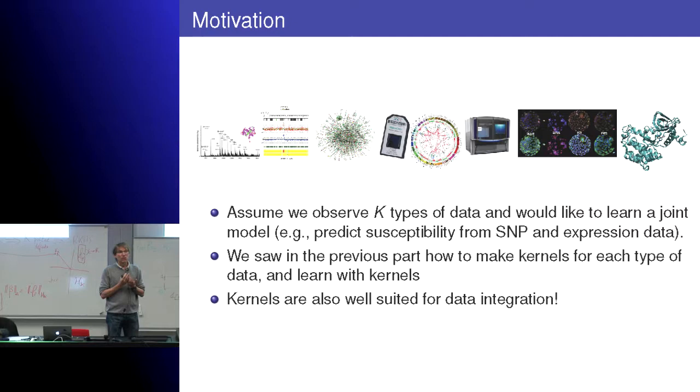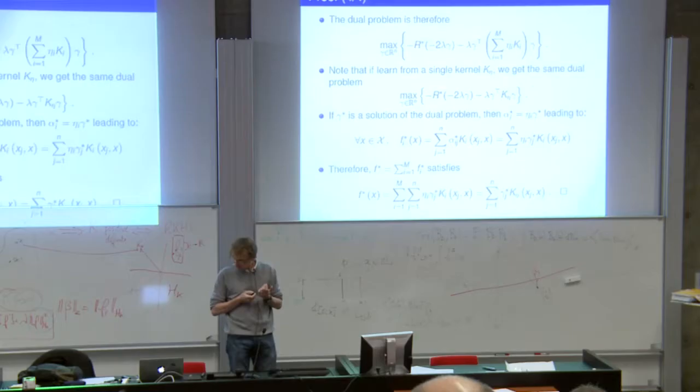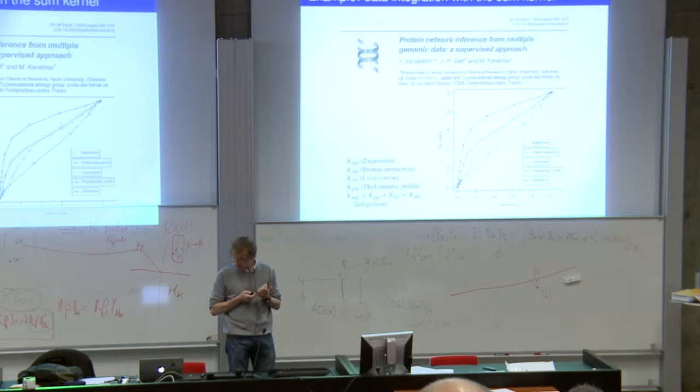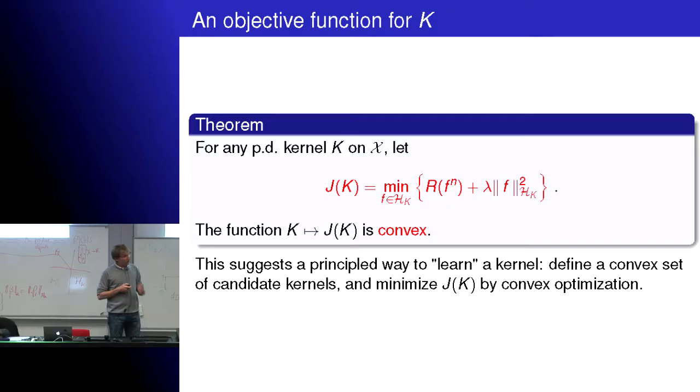There has been one idea to say that, if you have to invent a method to automatically tune parameters or learn a kernel, perhaps you need to define an objective function for a kernel. You have many possible kernels. If you define an objective function, then you can invent algorithms to optimize it over the space of kernels. Could be linear combinations, could be parametric forms, etc.